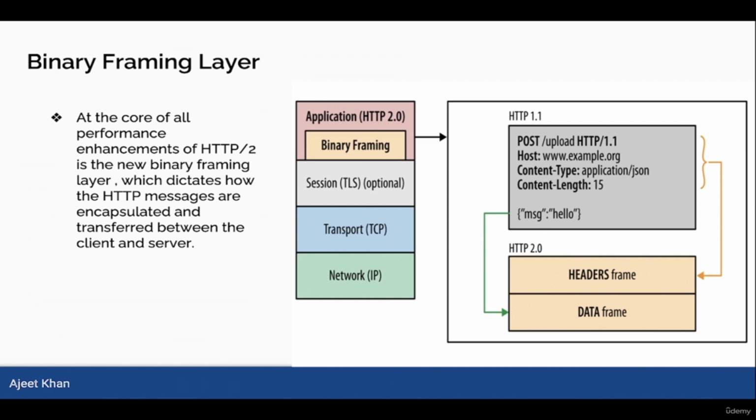Unlike the newline delimited plain text HTTP1 protocol, all HTTP2 communication is split into smaller messages and frames, each of which is encoded in binary format. As a result, both client and server must use the new binary encoding mechanism to understand each other. An HTTP1 client will not understand an HTTP2 only server, and vice versa.